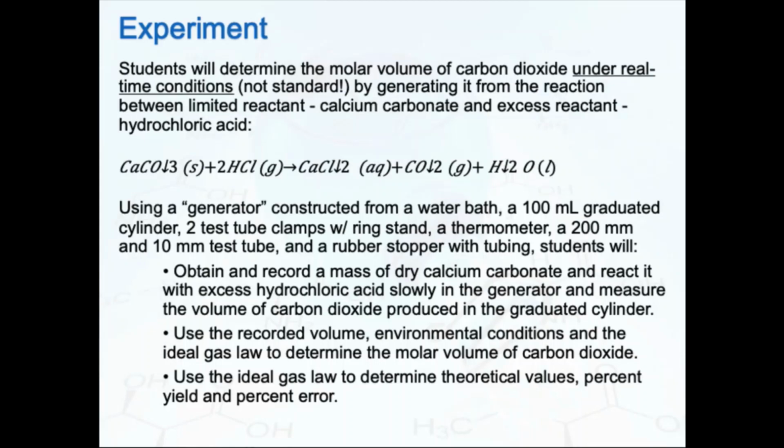and determine the molar volume of the carbon dioxide. Then we're going to use the ideal gas law to determine the theoretical values. So you're going to be finding the molar volume measured, or actual, in your experiment, as well as what theoretically should have been. And then you're going to do a percent yield, as well as a percent error.